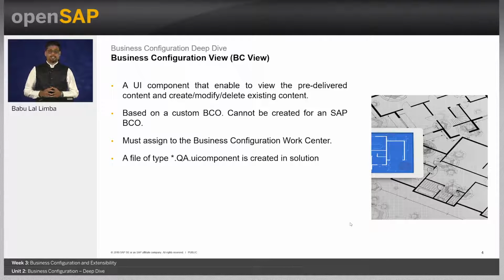End users can access your fine tuning activity from the business configuration work center, and hence you need to assign your fine tuning BC view to the business configuration work center. As mentioned earlier, a BC view is represented as a UI component with extension .uicomponent in the add-on solution.